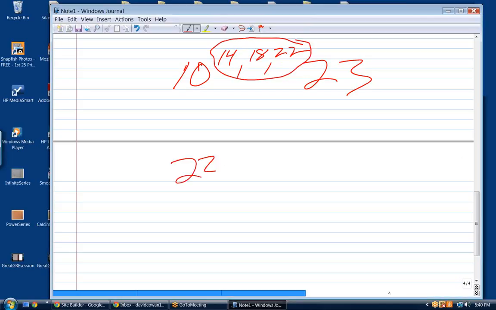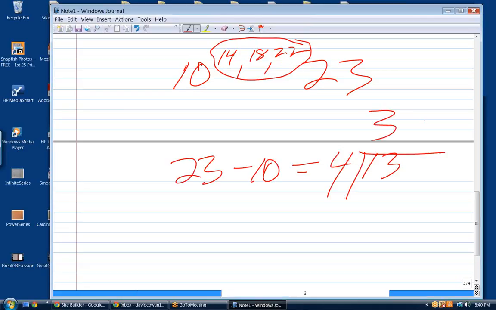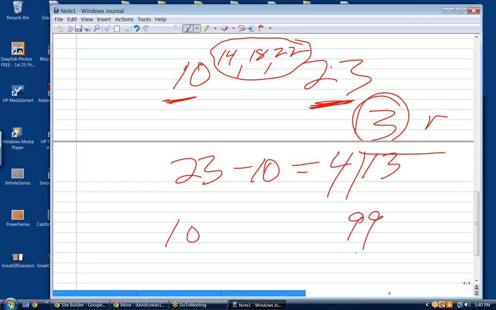Well, I got to take 23 minus 10, which gives you 13, and divide that by 4, and that gives you 3 with a remainder, and that remainder is between 22 and 23. But that's the answer. So the fact that we came up with 3 between these two numbers, where we can easily count them, means the process that we're using between 10 and 99 is correct. Take 99 minus 10, divide by 4.